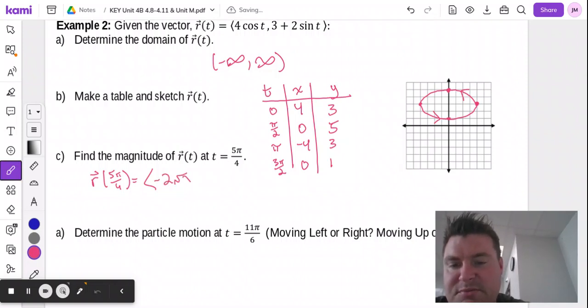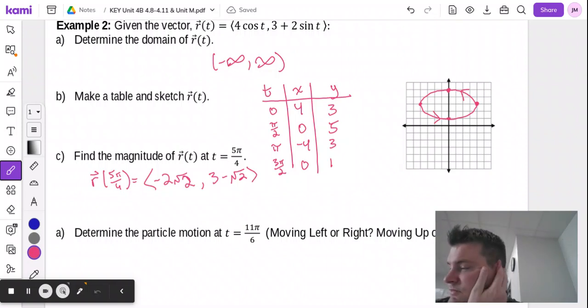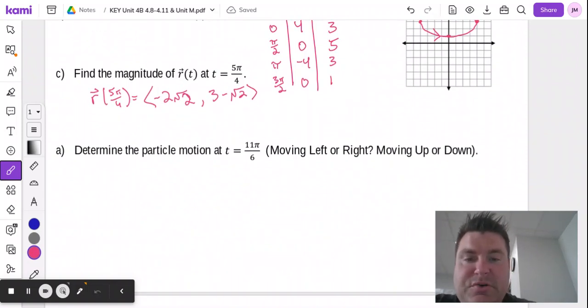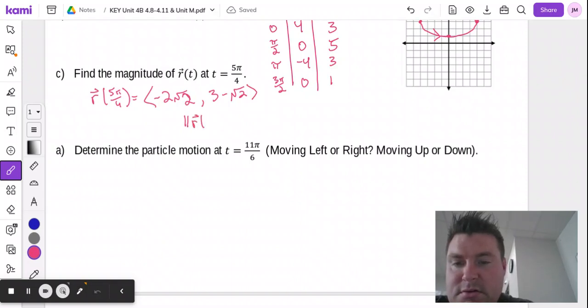Because we're going to get 4 times 2 root 2. When I plug that into the sine, I'm going to end up with 3 plus root 2 minus root 2 because it's third quadrant. 3 minus root 2. Yeah, that's what I got. So, and I find the magnitude of this. This is not a pretty answer.